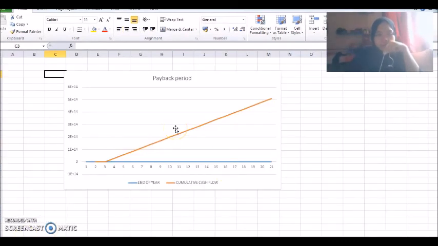Okay, and the last one, this is our graph for the payback period. As you can see, for the first 2 to 3 years, the value is constant, it is fixed, and then it rises until the end of the year, the value increases. And okay, that's all for our costing.